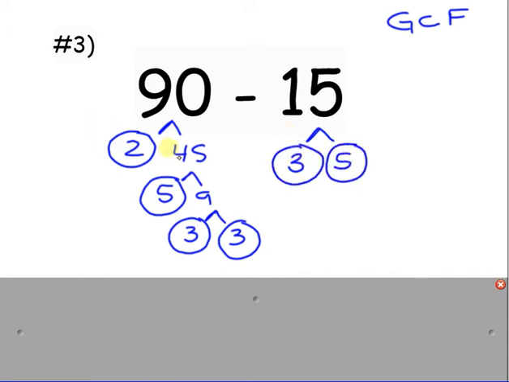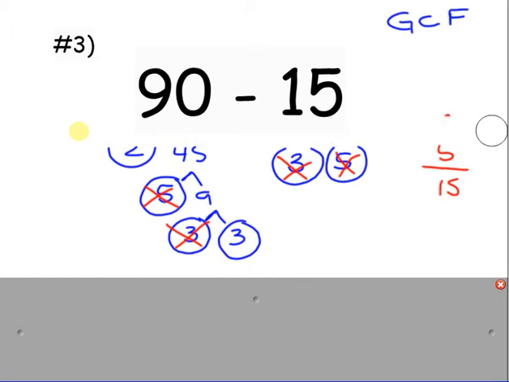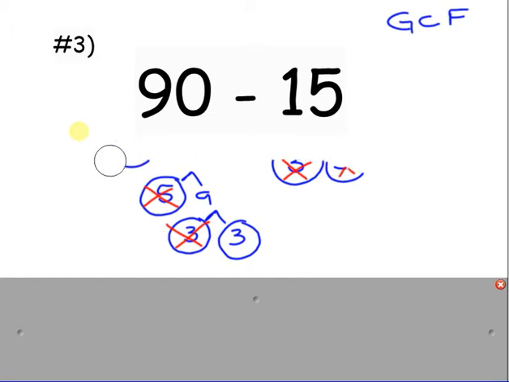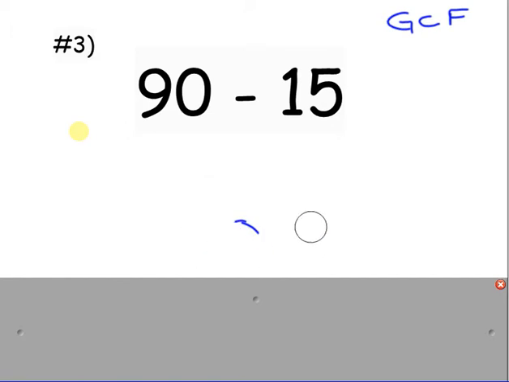Okay, now what are our matches? I see a 3 and a 3, so I'm going to bring that over. And I see a 5 and a 5, and I'm going to bring that over. And I multiply them together. 3 times 5 is 15. That means my GCF is 15. Okay, I just wanted to remind you how you do your factor trees to find your GCF. Okay, so our GCF is 15.